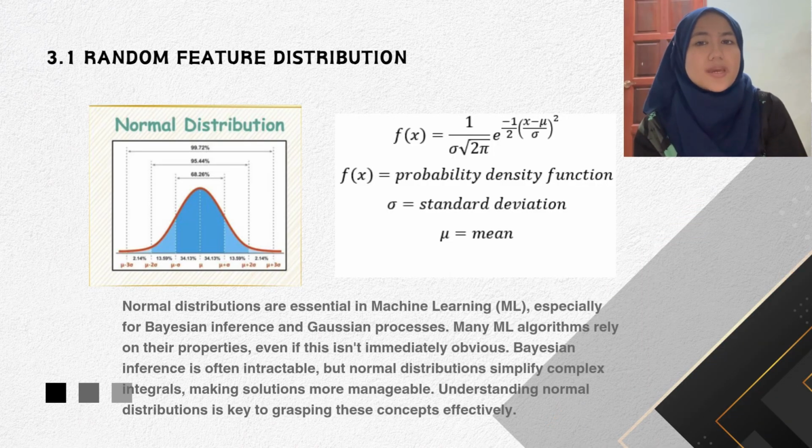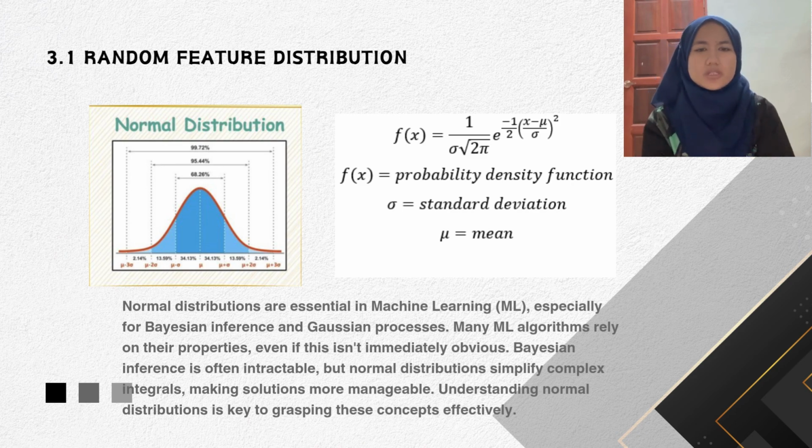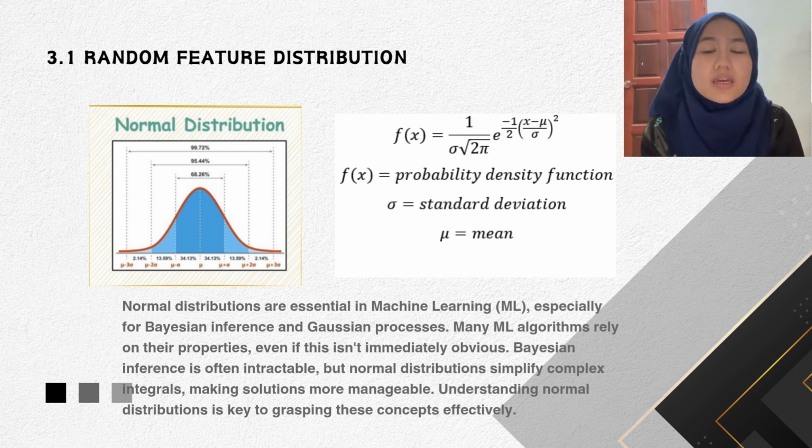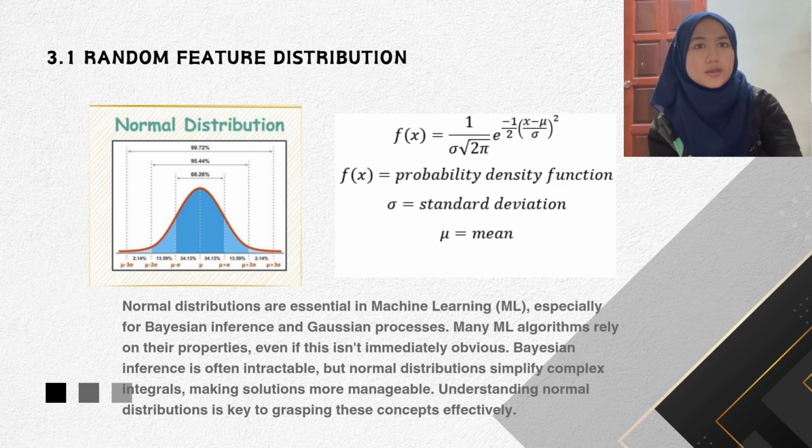Then we go to chapter 3, research methodology, random feature distribution. We use normal distribution. Normal distributions are essential in machine learning, especially for Bayesian inference and Gaussian processes. Many machine learning algorithms rely on their properties, even if this is not immediately obvious. Bayesian inference is often intractable, but normal distributions simplify complex integrals, making solutions more manageable. Understanding normal distribution is key to grasping this concept effectively.